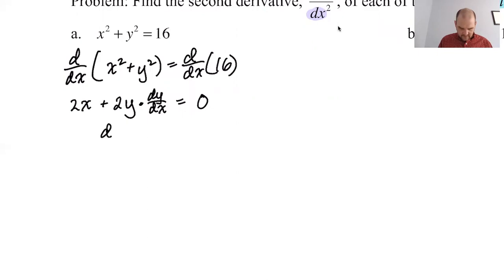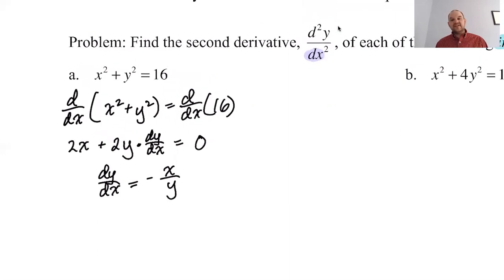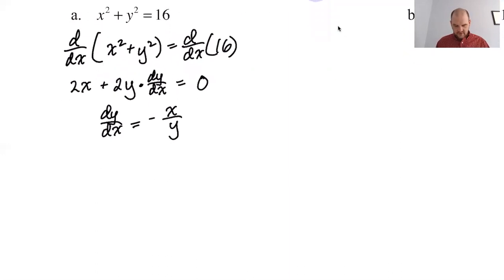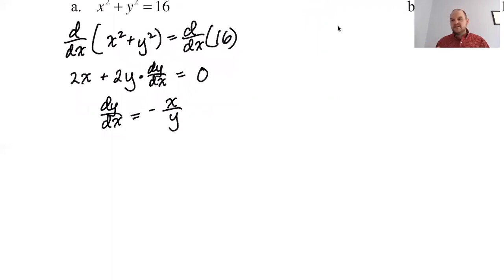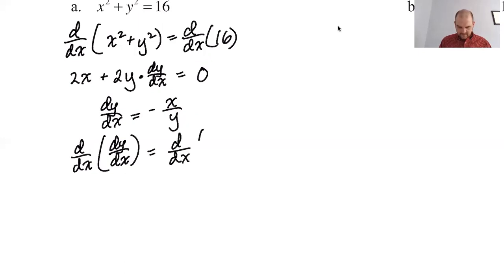All right, so dy dx is subtract 2x, divide by 2y, so negative x over y. But what's the problem? The problem is to find the second derivative. So what we're going to do is the process again, right? We're going to go d dx of dy dx, which is just the second derivative, is going to be d dx of negative x over y.